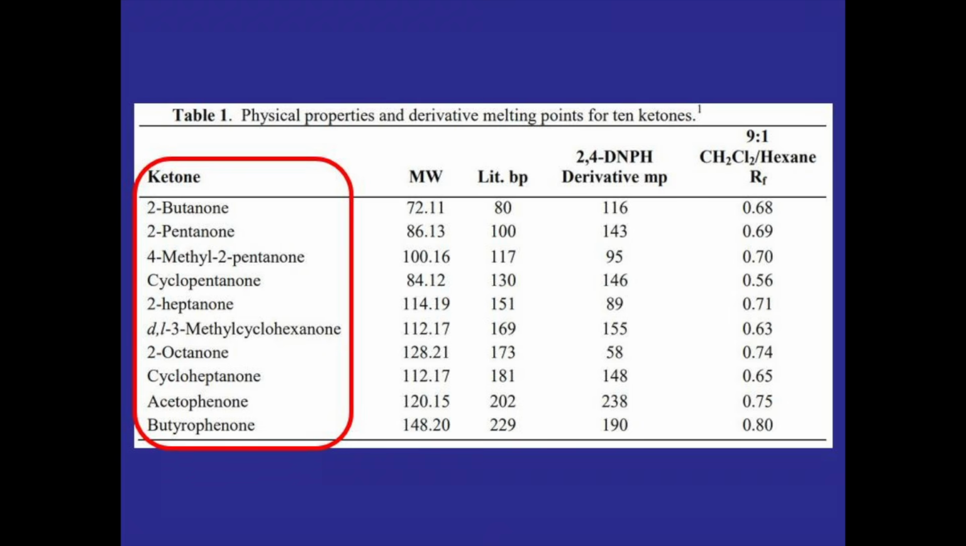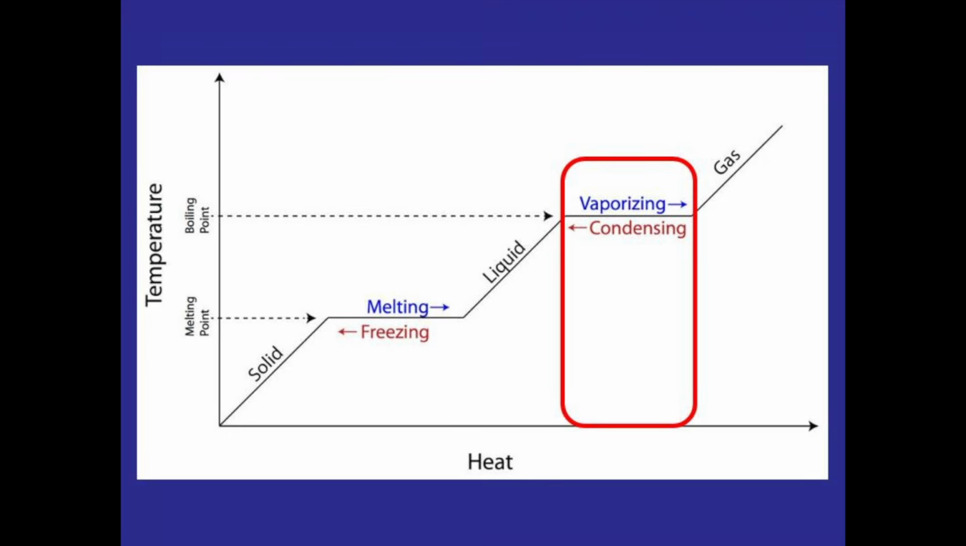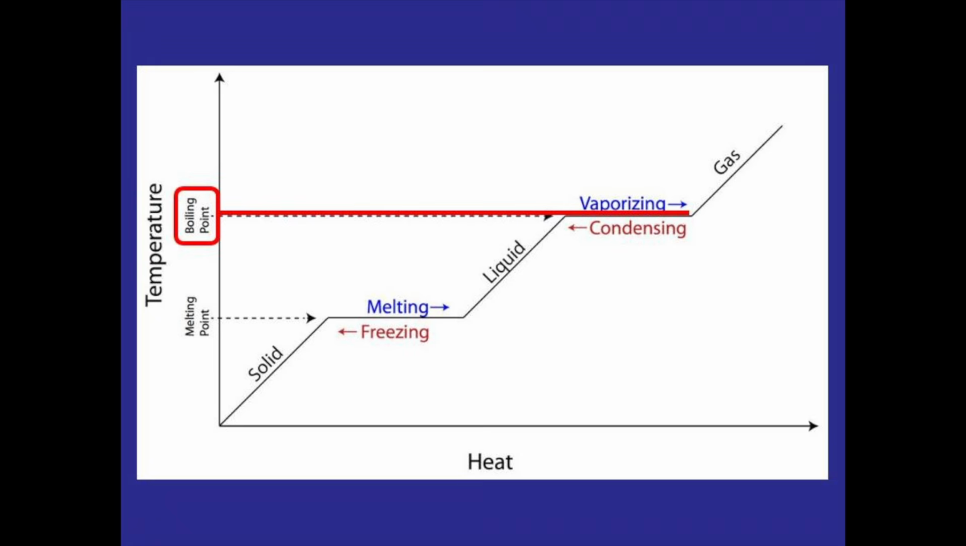Now let's talk about how we'll characterize the actual ketone given to us in the lab. We'll start off by measuring its boiling point, which will happen here when the vapor pressure is equal to the atmospheric pressure. At that point, the liquid will readily turn into a gas, and the temperature should remain the same, and we'll measure that as our boiling point.